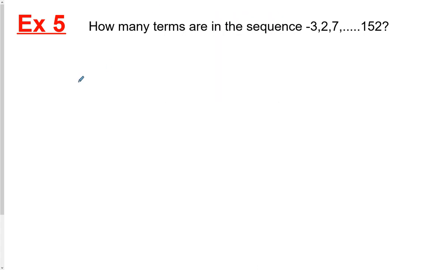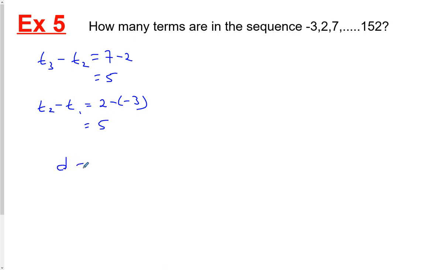So I'm going to say my third term minus my second term, that's going to be 7 minus 2, and that's 5. And my second term minus my first term, that's going to be 2 minus -3, and subtracting a negative is like adding, so that's also going to be 5. So it looks like my common difference is going up by 5 each time, and my starting value is going to be -3.